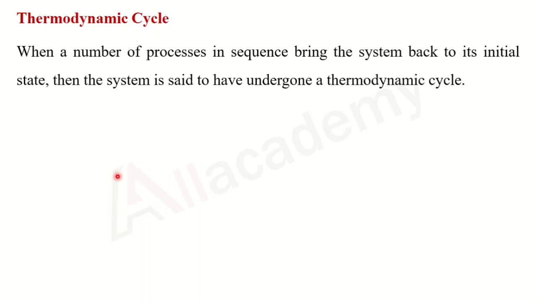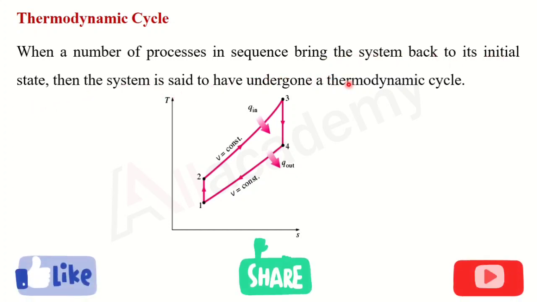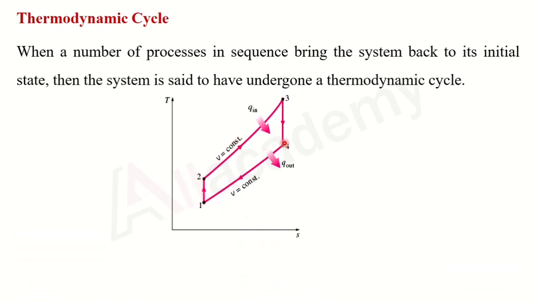The next important topic is the thermodynamic cycle. When a number of processes in a sequence bring the system back to its initial state, then the system is said to have undergone a thermodynamic cycle. In this figure you can see that there are 4 processes taking place in a sequence: 1 to 2, 2 to 3, 3 to 4, and back from 4 to 1. These bring the system back to its initial position. If after reaching the final process it comes back to its original point or initial position, then I can say that the system has undergone a thermodynamic cycle.